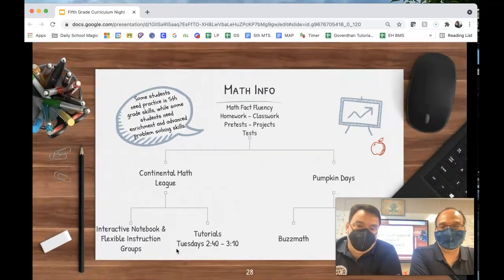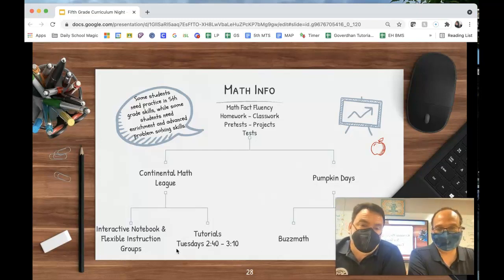At the beginning of each unit, we will take a pre-assessment that will allow us to determine what students need to practice fifth grade skills and which students need enrichment and advanced problem solving skills. We will also incorporate what we've learned about each student from their MAP scores. One of the other things that we will do this year is the Continental Math League. We'll have 6 meets, and the scores from those 6 meets will be accumulated, and the top scores will be acknowledged at the final Honors Day program.